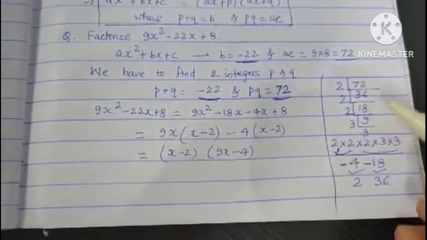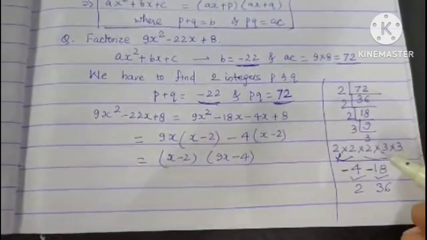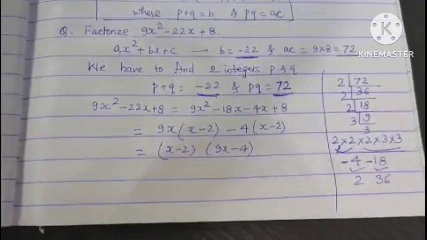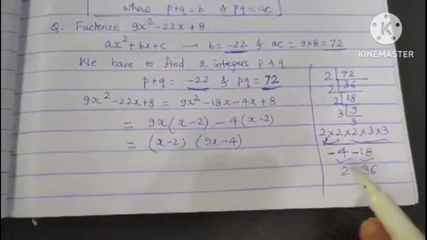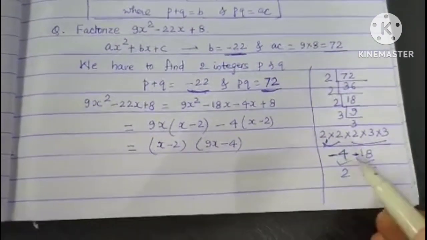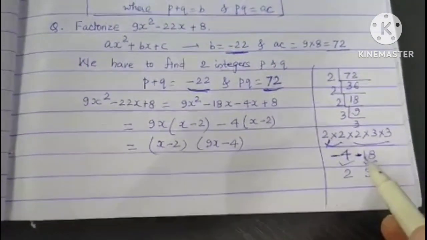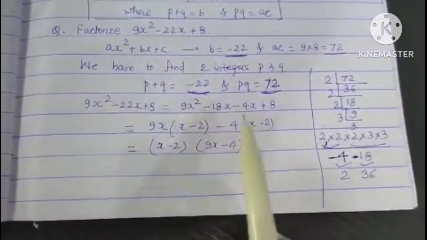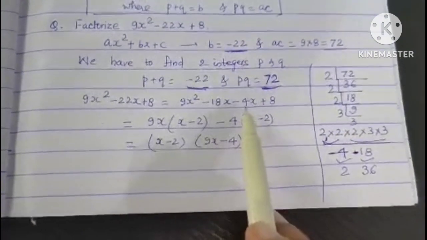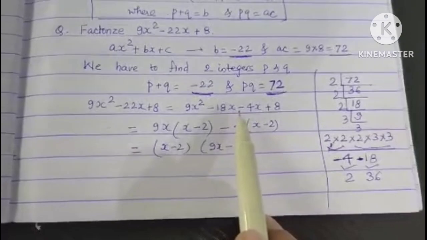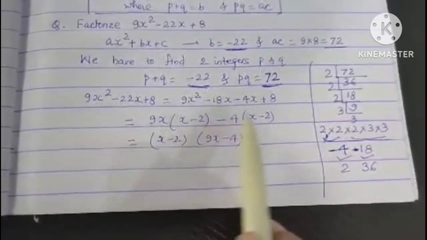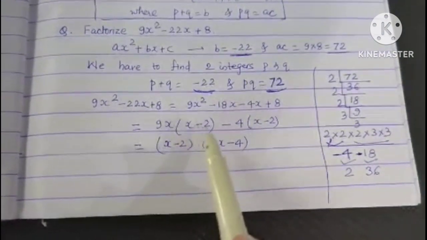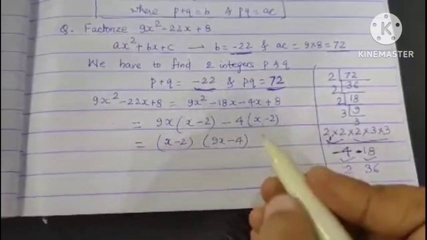So you factorize the 72, you get the numbers, and from those numbers you select two numbers, and you have to make minor modifications, deciding where to write plus and where to write minus according to the question. Here it was minus 22x, so it is easy: minus 18x minus 4x, so that the product will also be positive, minus minus becomes plus, and the product will be 72. So this is the way to solve the question. In this way we get the common term x minus 2 and 9x minus 4. So this will be our answer.